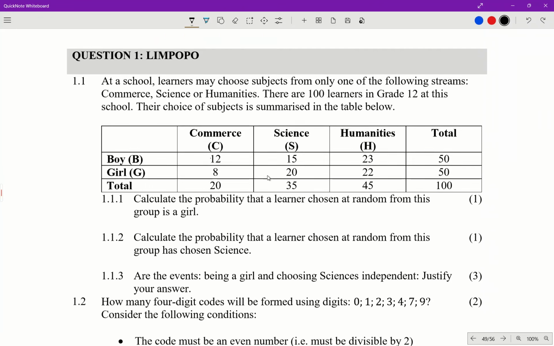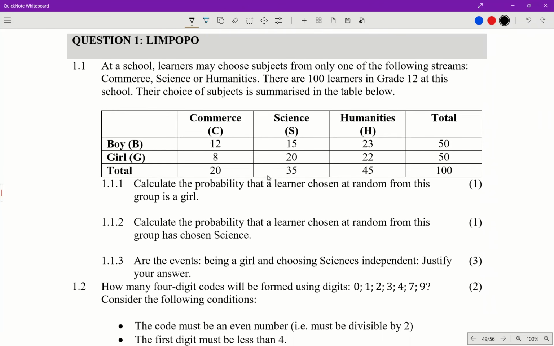So now we're just going to start with question one from Limpopo. They say that at school you have learners that may choose subjects from only one of the following streams: commerce, science, or humanities, and there are 100 learners in grade 12 at the school. Their choice of subjects is summarized in the table below.